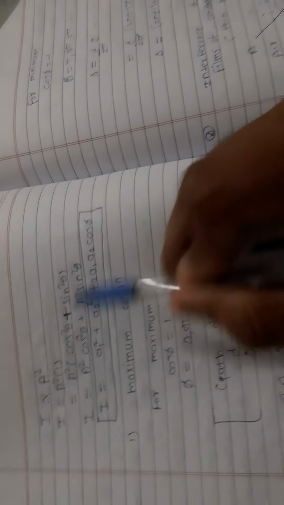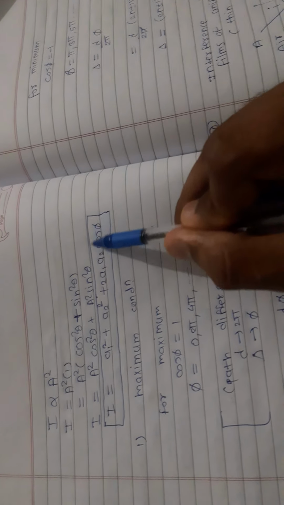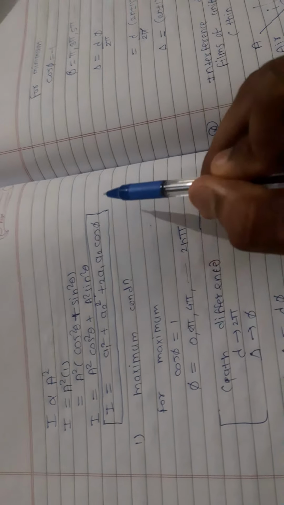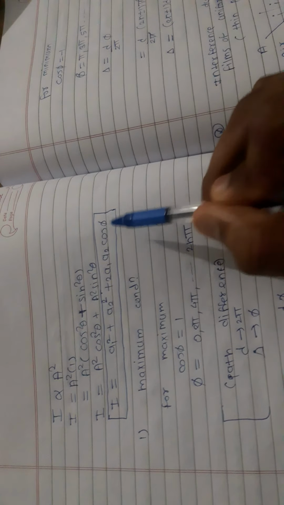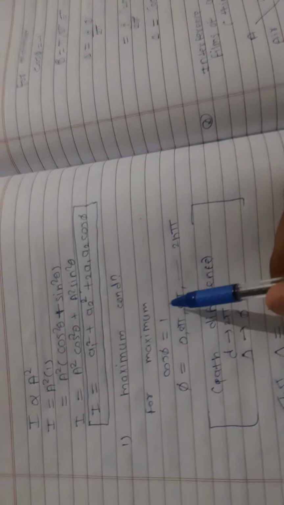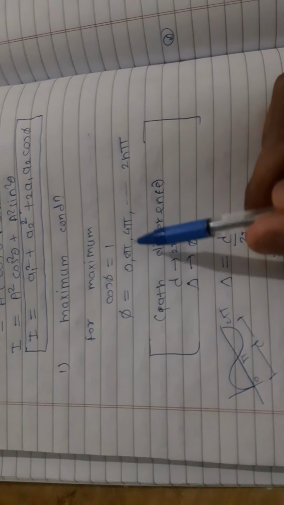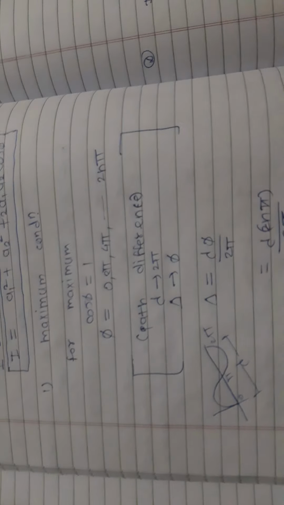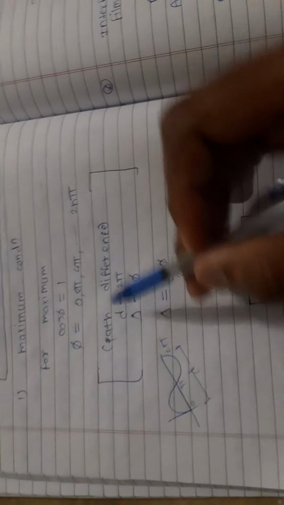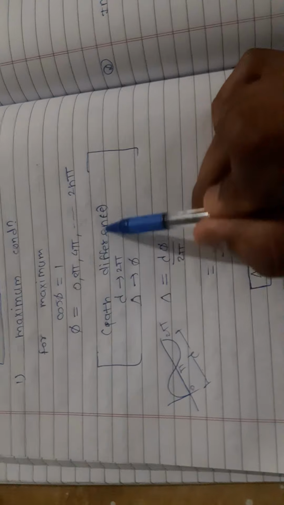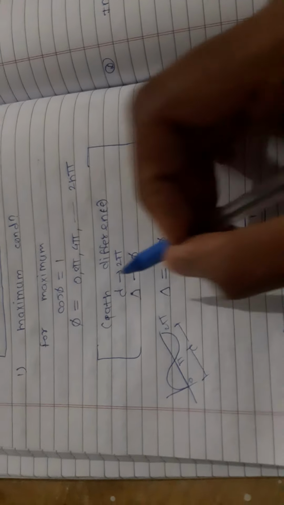You see here, cos phi has a value from -1 to 1, so at -1 it will have the minimum value, and at 1 it has the maximum value. So for the maximum condition cos phi must be equal to 1. Cos phi equal to 1 means that phi is equal to 0, 2 pi, 4 pi, that is 2n pi.